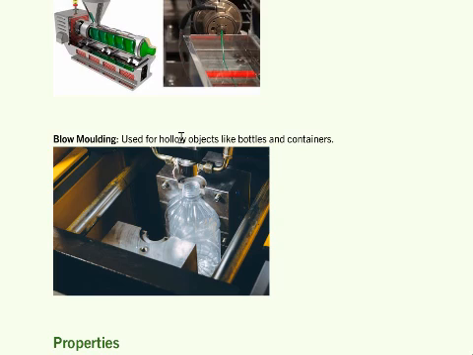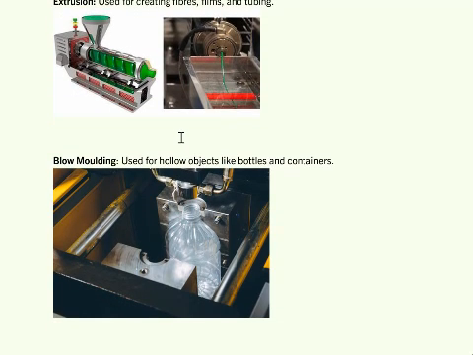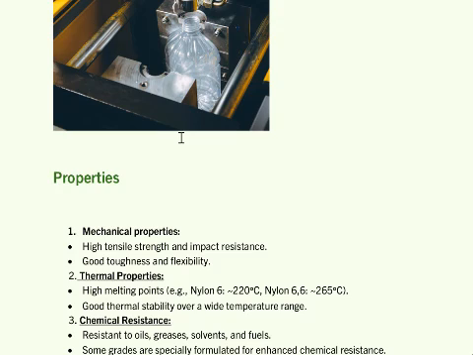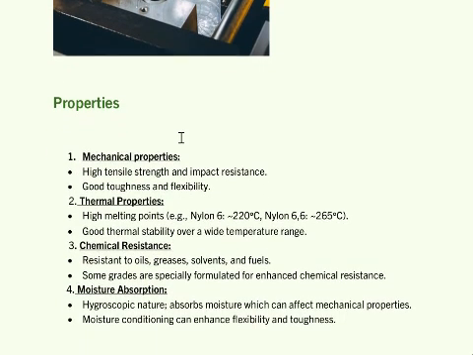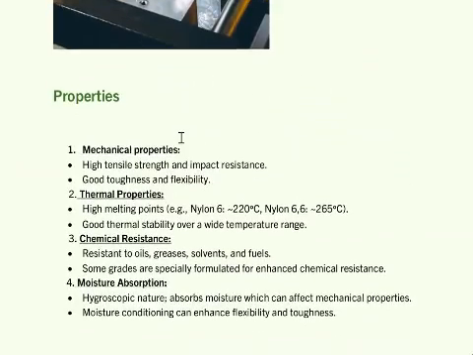While the other one is blow molding, which is the same as the above one, but this one is used for hollow objects like bottles and containers. In this, a different kind of machine is used to make the objects and reshape them. Talking about the properties, they include mechanical properties, thermal properties, chemical resistance, moisture absorption, and wear resistance.